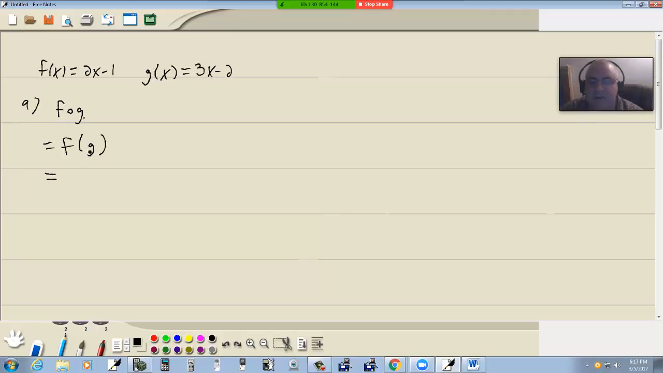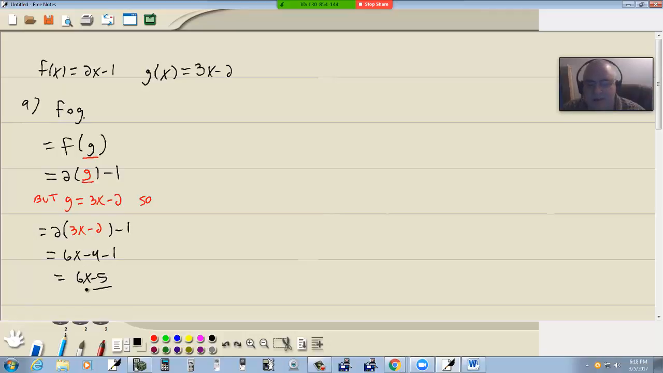Now, this is just evaluating a function. If you were to cover up the g, we're trying to find f of something. So I'm going to go to my f of x, which is 2x minus 1. And where my x is, I put in a set of parentheses. Now, evaluating is always the same. Whatever's inside the parentheses here is automatically what you're going to put in here. So I'll put g in there. But g is equal to 3x minus 2. So this becomes 2 times (3x minus 2) minus 1. 2 times 3x is 6x. 2 times negative 2 is negative 4, minus 1, which gives us 6x minus 5.